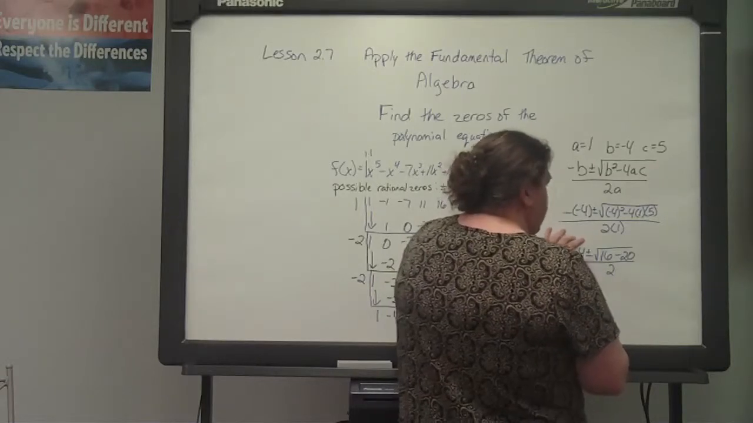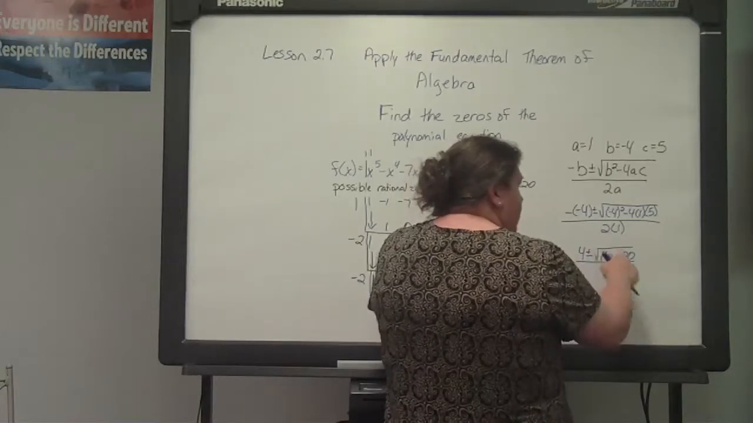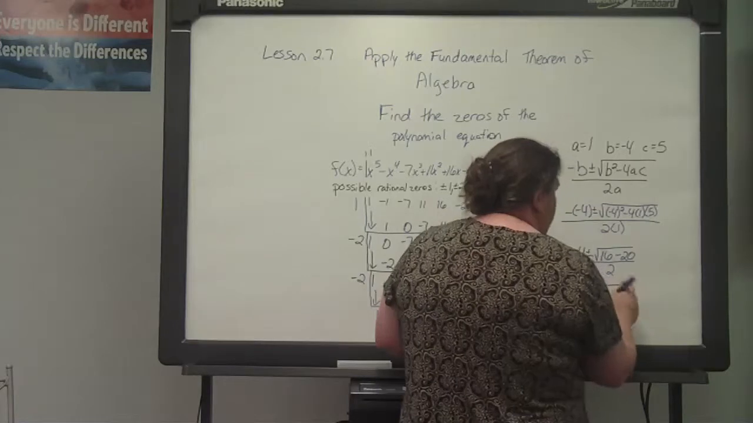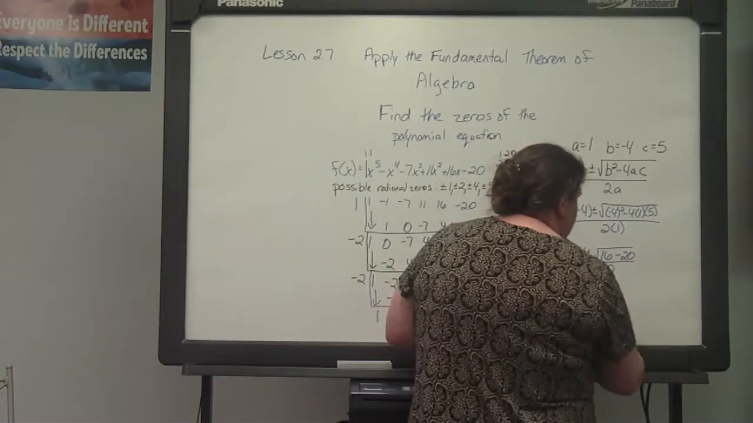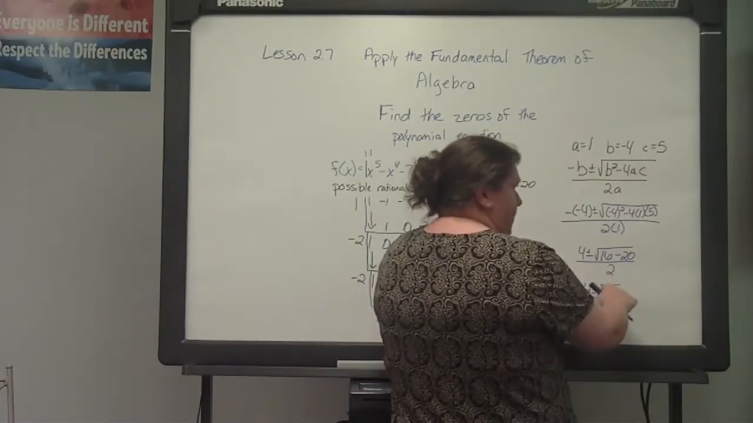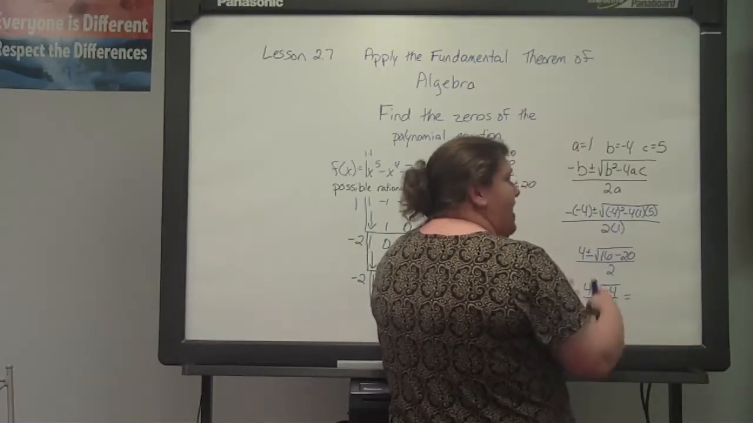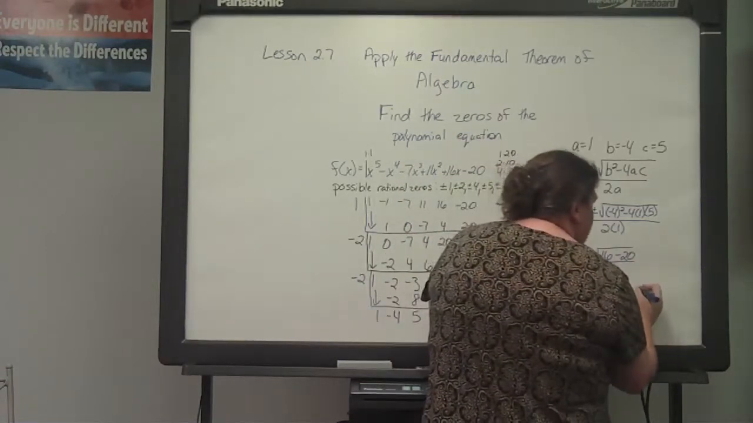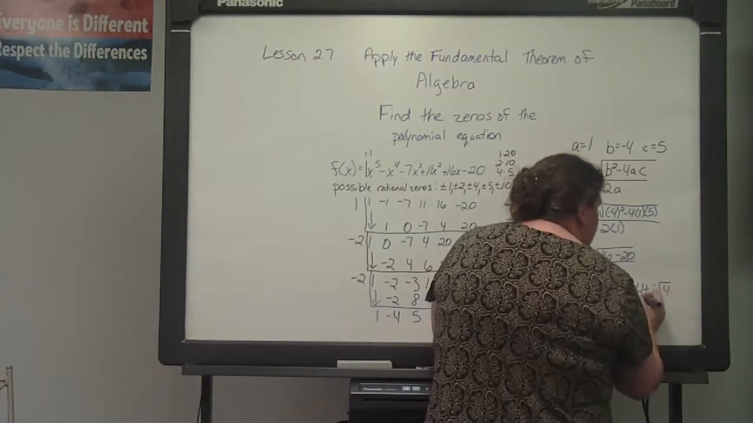At this point, I'm going to do my math within my radical sign. So I have 4 plus or minus the square root of 16 minus 20 gives me a -4 over 2. I cannot have a negative inside of a radical sign. The way to move that negative is to replace it with an I. So I'm going to do that. I have 4 plus or minus I square root 4 over 2.